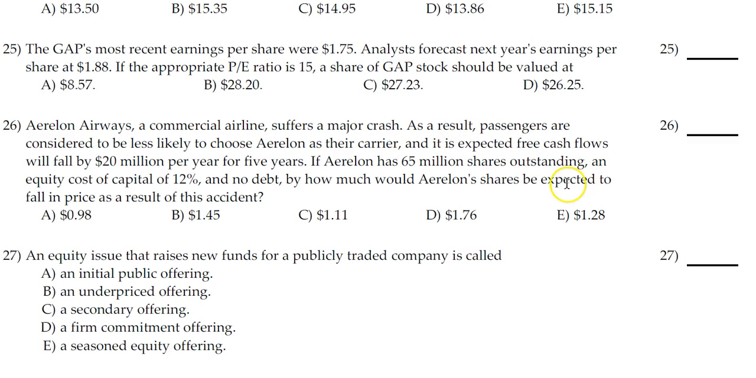Okay, let's look at 25. The GAP's most recent earnings per share were 1.75. Analysts forecast next year's earnings per share at 1.88. If the appropriate price to earnings ratio is 15, a share of the GAP stock should be valued at.